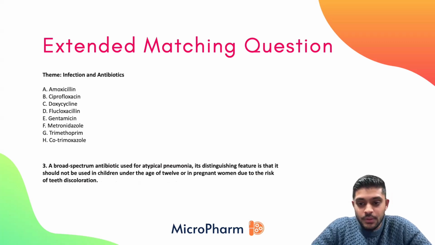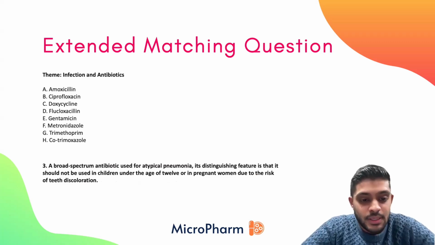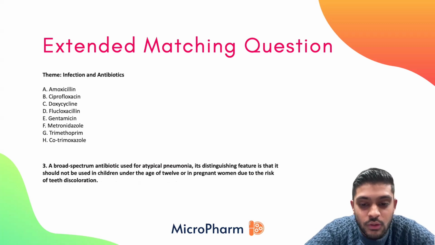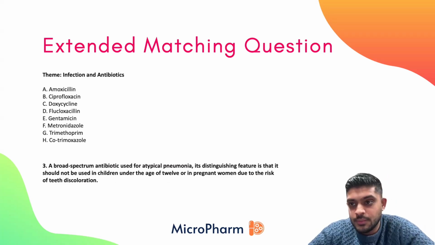This is question number 3. A broad-spectrum antibiotic used for atypical pneumonia, and its distinguishing feature is that it should not be used in children under the age of 12 or in pregnant women due to the risk of teeth discoloration. Okay, let's share the answers for this.